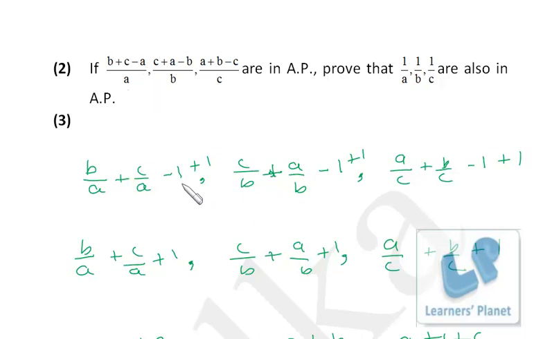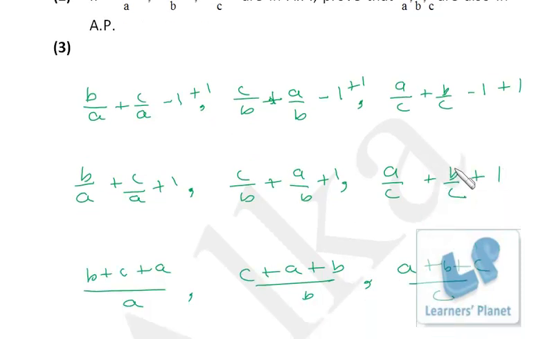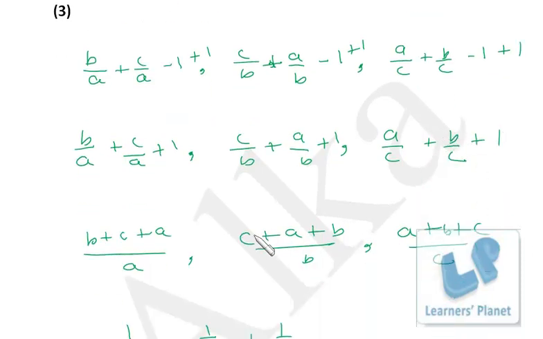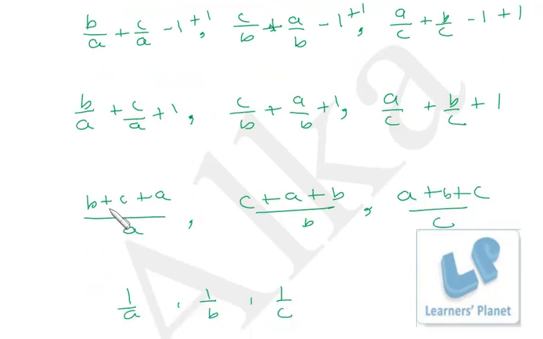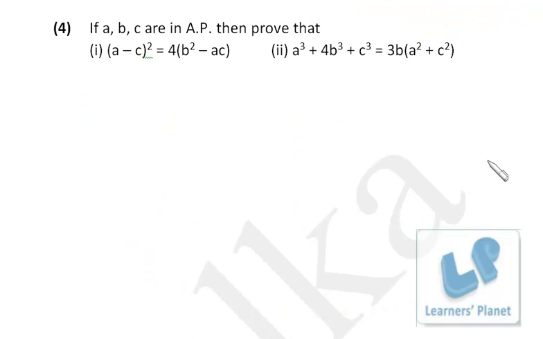Minus A by A is minus 1, right? Then I added 1 to each term, because if I add a constant quantity to each of the terms, they will still be in AP. Then I add one more. Then I just took the LCM. Then I divided each term by A plus B plus C. I got 1 upon A, 1 upon B, 1 upon C. So they will be in AP.